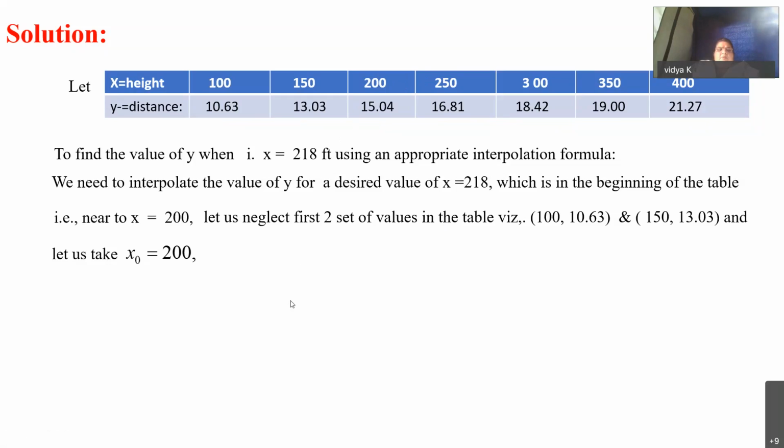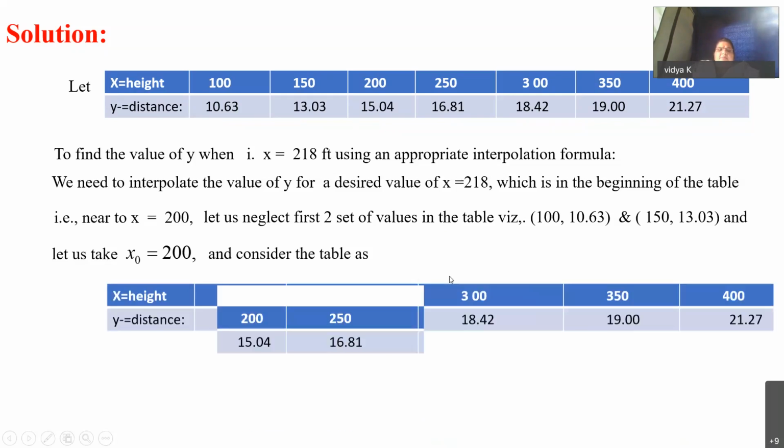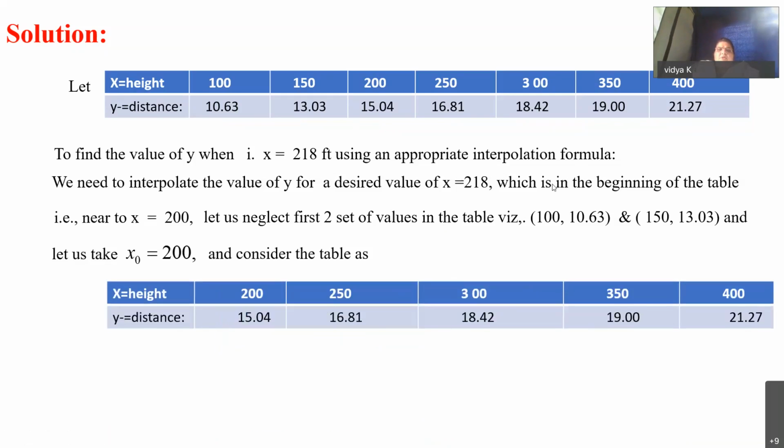So let us take x naught as 200 and consider the table as modified now. What I did, I neglected these two, and the rest of the values only I preferred here. Then I give the notation now. So 200 itself I take as the initial value x naught, and this is the corresponding value y naught, and this is x1, this is y1, this is x2, this is y2, this is x3, this is y3, and this is x4, and this is y4. I just mentioned the notations there.